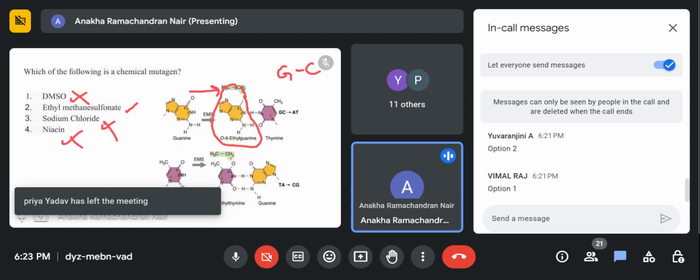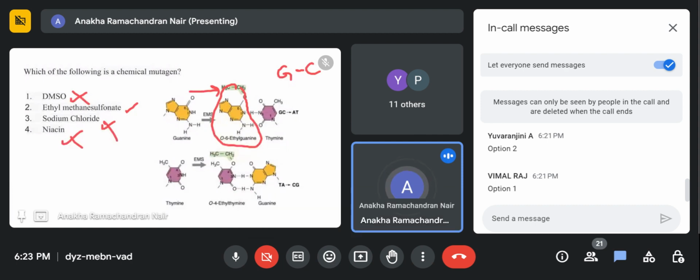Okay, and by the time the cell's repair system comes to see this or to save this part of the DNA, what happens is it will assume that originally the thymine was there. So instead of this guanine being there, it becomes an AT bond in the repaired DNA. Okay, so that has changed. Similarly, when thymine reacts with EMS, it forms O4-ethylthymine, which again will form a bond with guanine. So instead of an AT bond that you had, when the repair happens, it will form a GC bond. So in that case, it is a chemical mutagen.